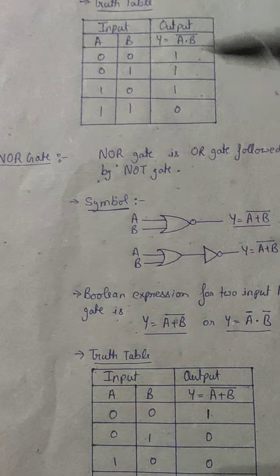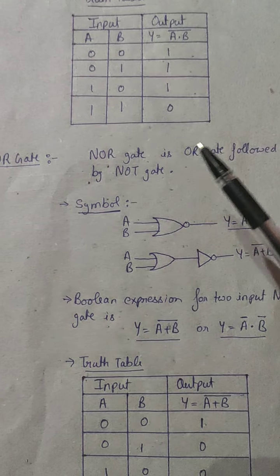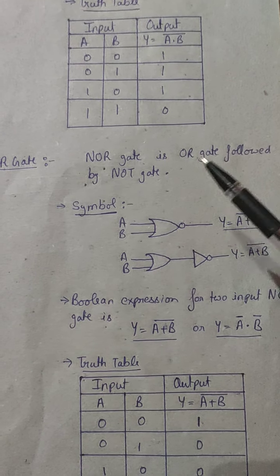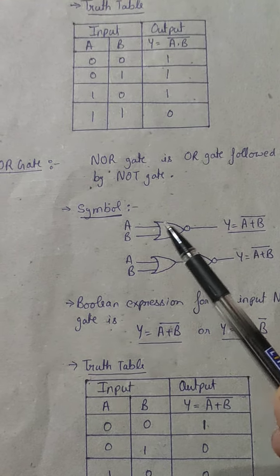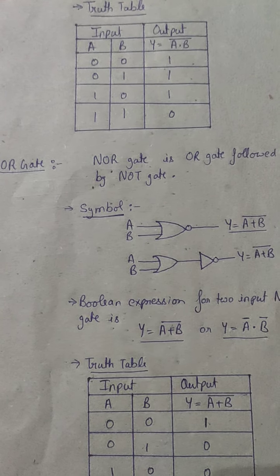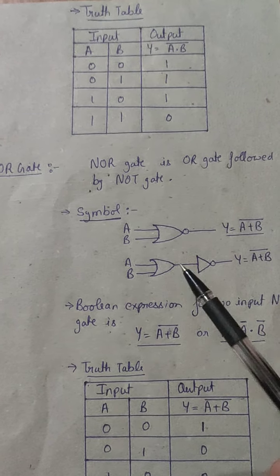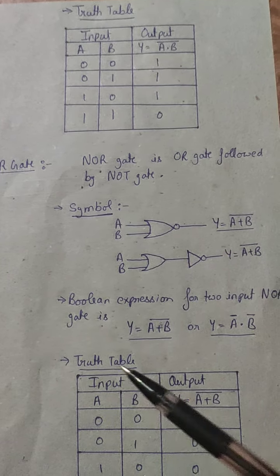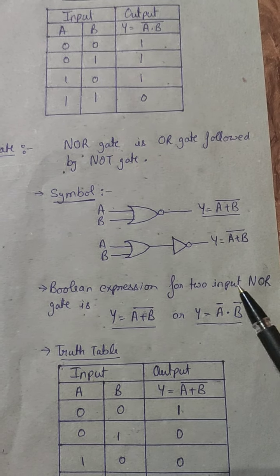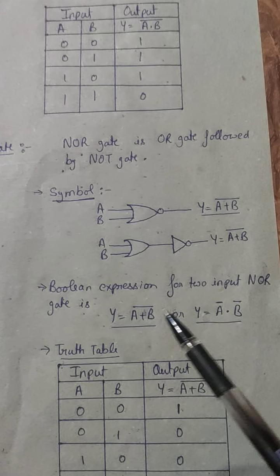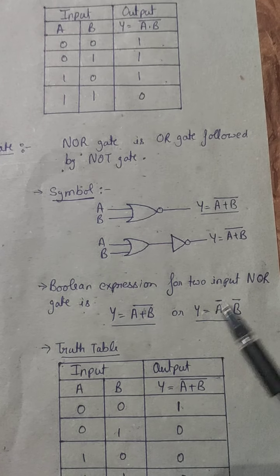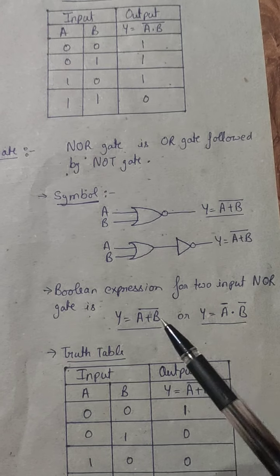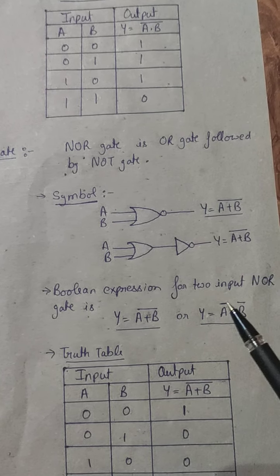Okay, next comes the NOR gate. The NOR gate is an OR gate followed by a NOT gate. So here it is also a combination of two gates, an OR gate and a NOT gate. This is the symbol of the NOR gate with two input variables, and the more simplified form representing two gates, an OR gate and a NOT gate, which defines the NOR gate, is this. The Boolean expression for the two input NOR gate is y is equal to (A plus B) complement, or y is equal to A complement dot product B complement. As I have told earlier, these both expressions are the same due to De Morgan's law.